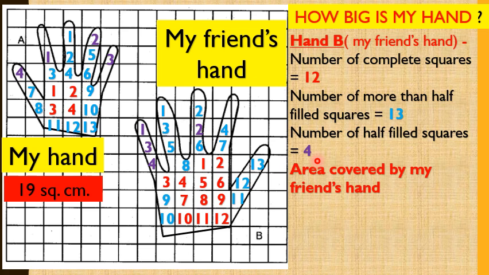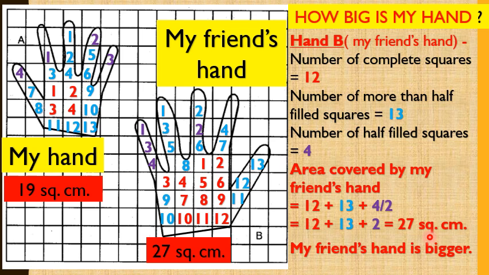Now we will find the area covered by my friend's hand as the sum of complete squares plus number of more than half filled squares plus the number of half filled squares divided by 2. That is 12 plus 13 plus 4 upon 2. That is 12 plus 13 plus 2 equals 27 square centimeters. Area is measured in square centimeters. So the area of my friend's hand is 27 square centimeters.